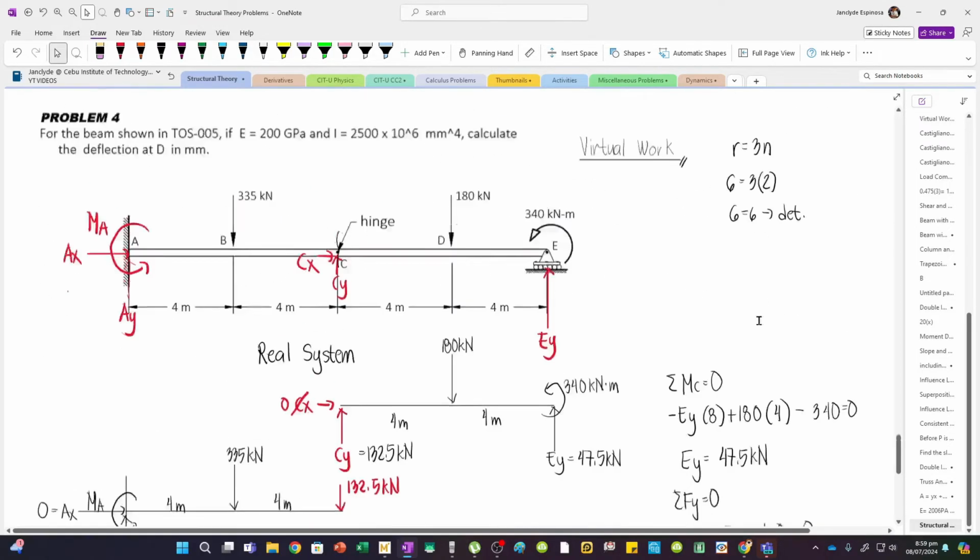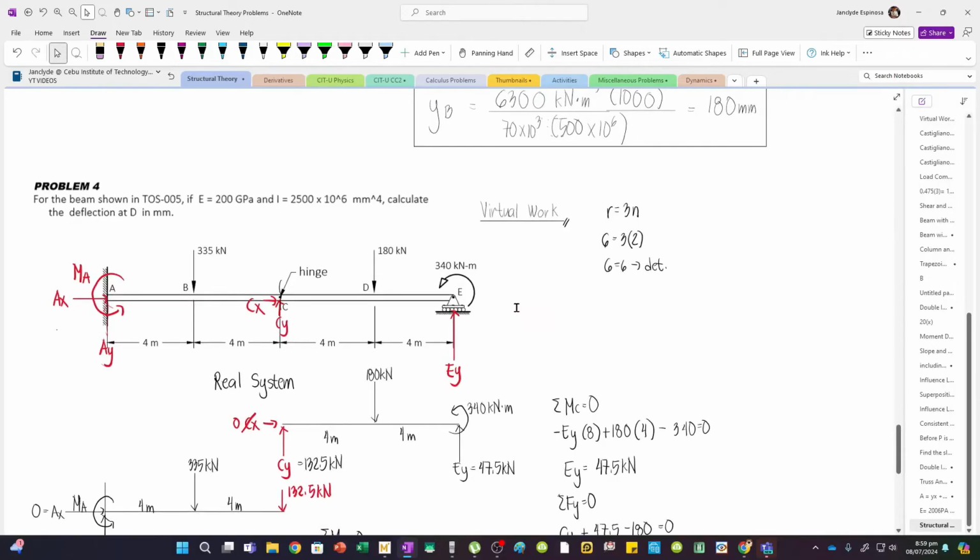Let's check how many segments we have. So we have AB, BC, CD, and DE. So 1, 2, 3, 4. We have 4 segments, and therefore we have to form 4 moment equations. But what's nice about virtual work is that our calculators are capable of solving definite integrals.